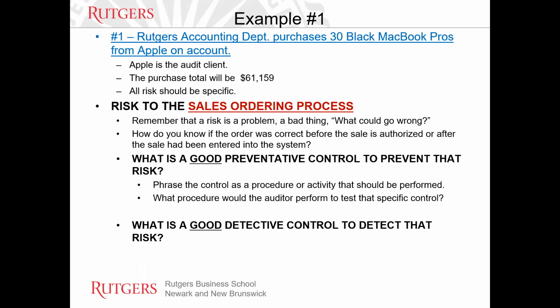So if the detective control is that after items have been ordered, an employee reviews the tapes of the phone calls and compares what was ordered on the phone call to what was written on the sales order, how would the auditor test that? They would observe the employee listening to the phone call and comparing the item ordered on the phone call with the item recorded on the sales order. Yes.